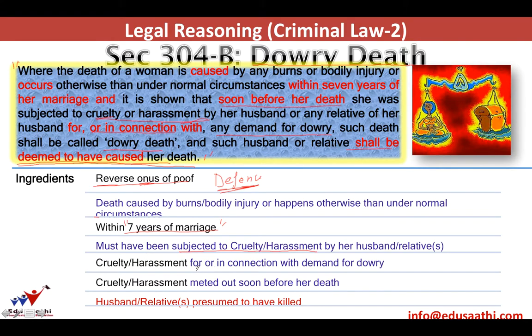The harassment should be in connection with the demand of dowry. So there must be a connection between the demand of dowry and the cruelty or harassment, and it must be meted out soon before her death, immediately before her death. The husband or relative is presumed to have killed that person. So this is the section which provides for dowry death, and this was added to the Indian Penal Code after the amendment.